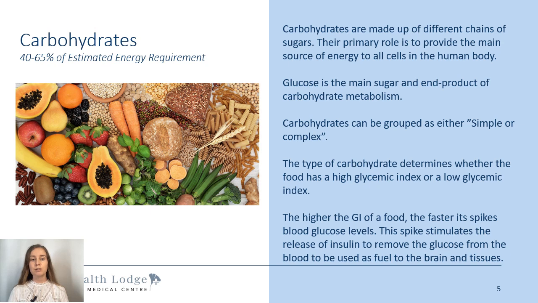So the first macronutrient we will discuss today is carbohydrates. Carbohydrates are made up of different chains of sugar molecules. Their primary role is to provide the main source of energy to all cells in the human body. This is why carbohydrates sit higher in the percentile range according to the acceptable macronutrient distribution range that we discussed in our first presentation, because they are the preferred and the first choice of fuel over fats and protein.